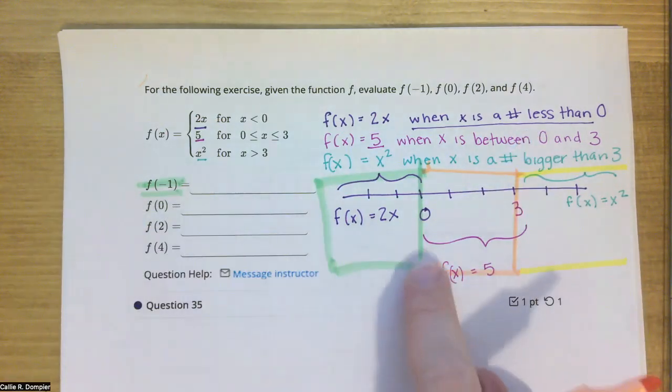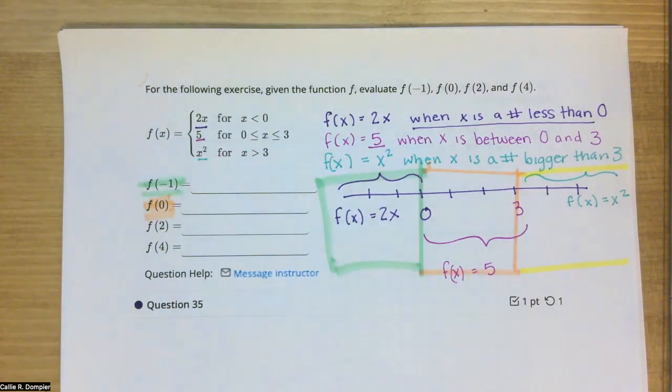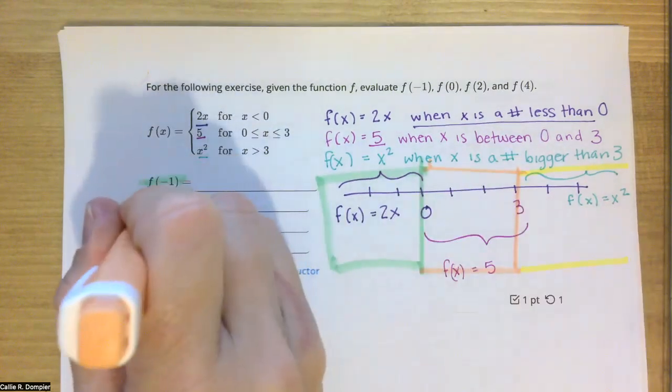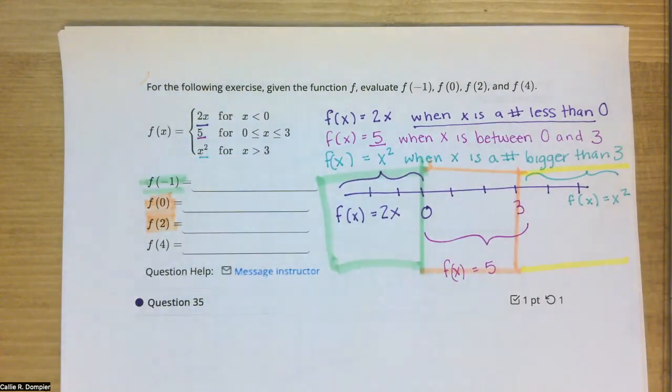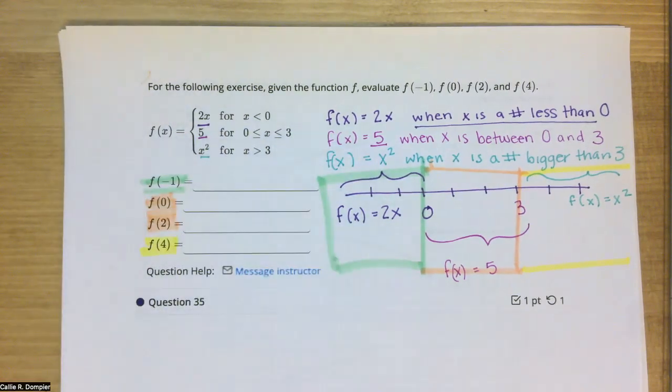F of 0 is between 0 and 3. Good. F of 2 is right here, so that's also between 0 and 3. And F of 4 is more than 3. So we've broken them into categories, right?